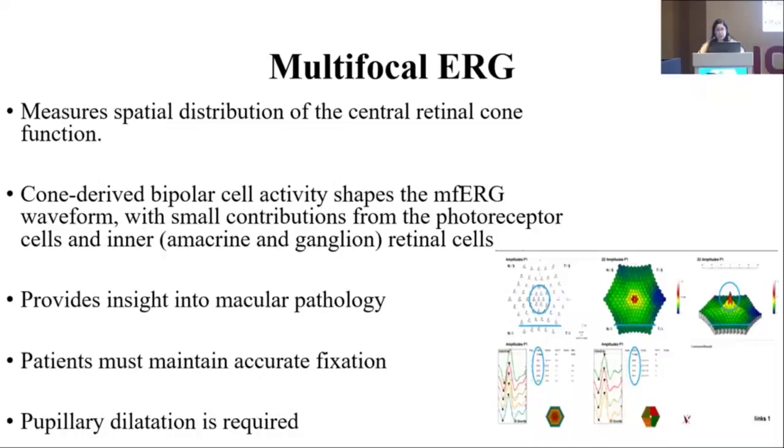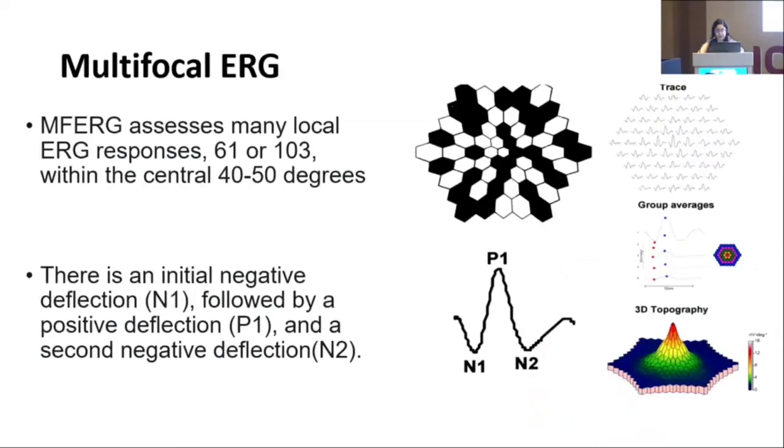Multifocal ERG reflects cone-driven bipolar cell activity. It provides insight into macular pathology. Patients must maintain accurate fixation, so pupil dilation is not required. Multifocal ERG assesses many local ERG responses, 61 or 103 hexagons within the central 40 to 50 degrees.